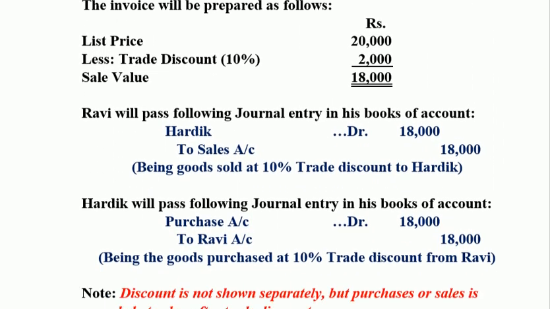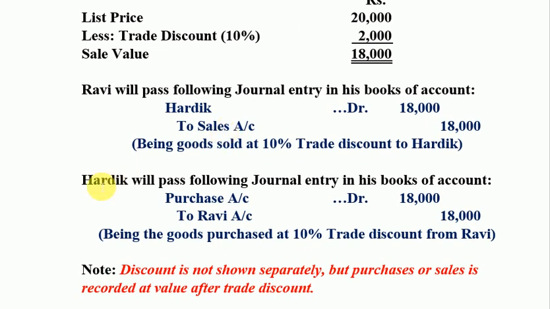Got it? Now come towards Hardik. Hardik will pass the following journal entry in his books of accounts: purchase account debit to Ravi account 18,000, 18,000, being the goods purchased at 10% trade discount from Ravi. Clear?